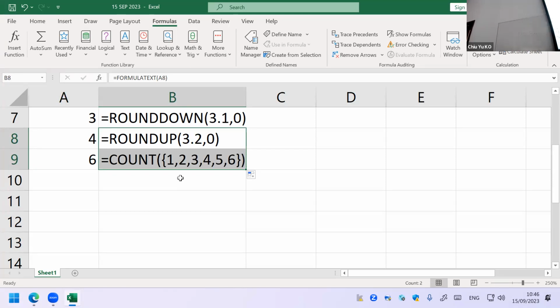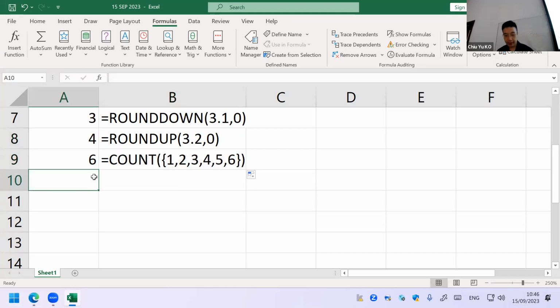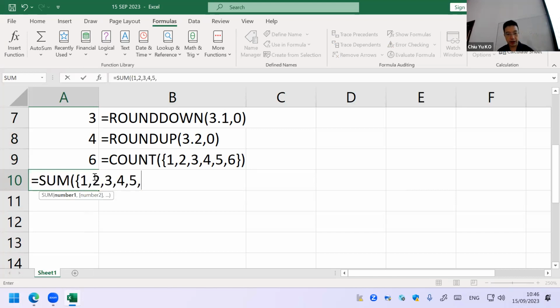There are 6 numbers. Okay. The next thing you would probably guess is another function that's very important, the sum. Okay. You want the sum of 1, 2, 3, 4, 5, 6. Okay.